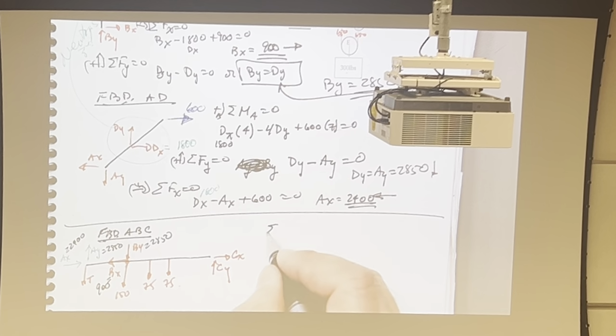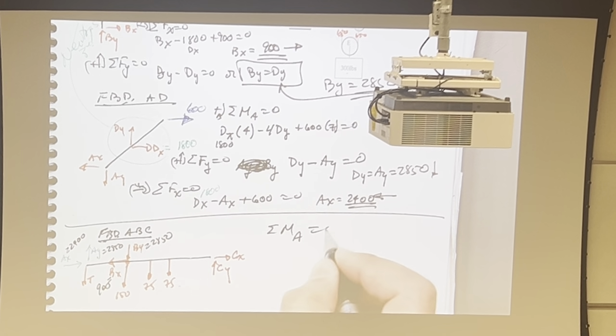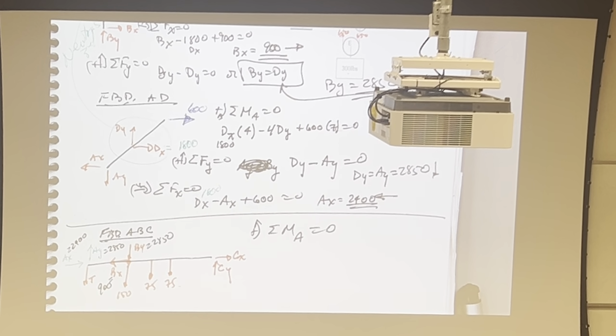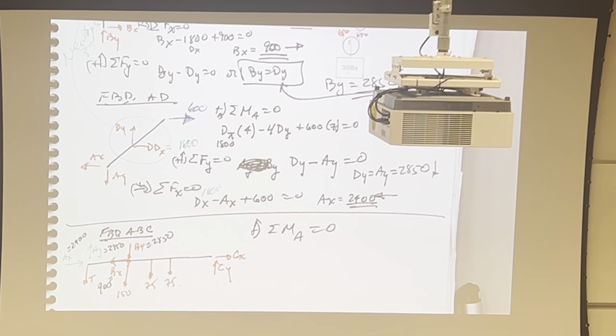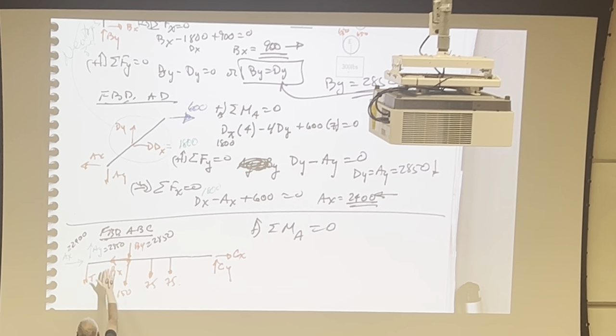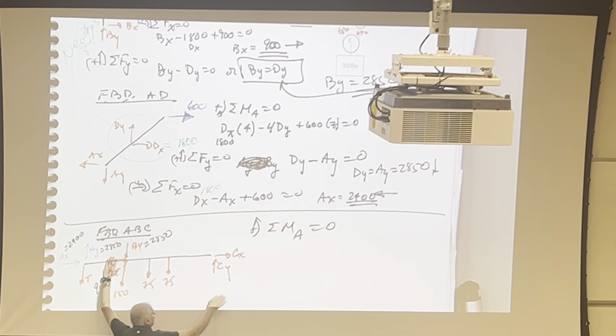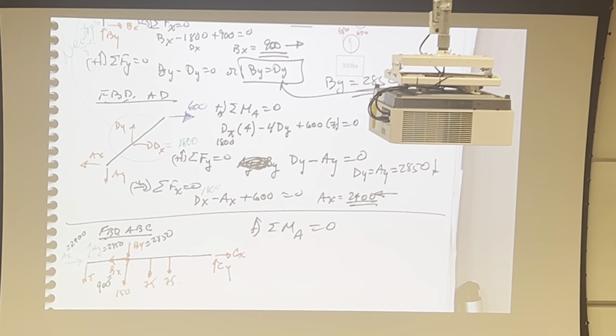If I do a sum of moments at A equals 0, and I take counterclockwise positive, by doing a moment at A, I eliminate AY, AX, and T. Remember, best thing to do is try to eliminate as many variables as possible. So if I do a moment at A, notice all of these wipe out, that wipes out, CX wipes out, and I can get CY.